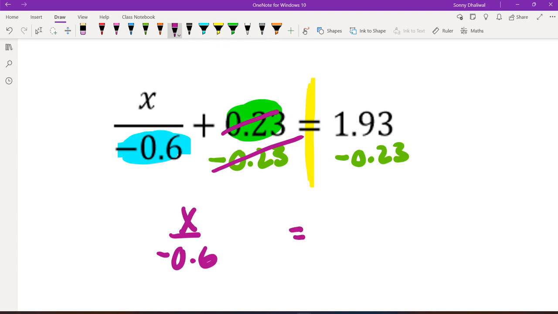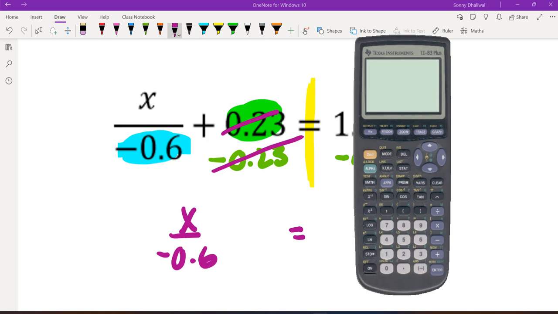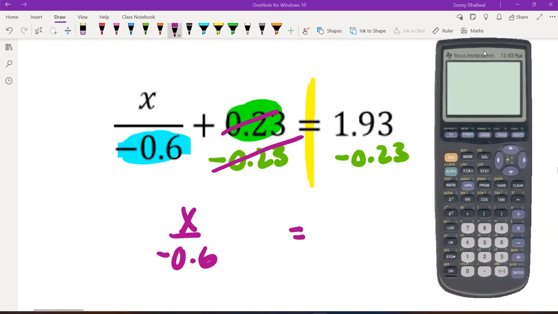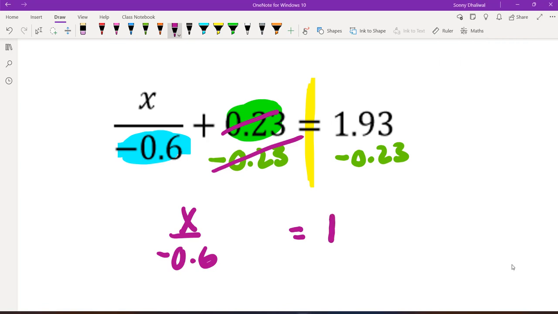On the other side, we just grab our calculator. Right? And we go, move that off to the side, and we have 1.93 minus 0.23. We get 1.7. Okay. And then we go back and we look on the same side as the x.